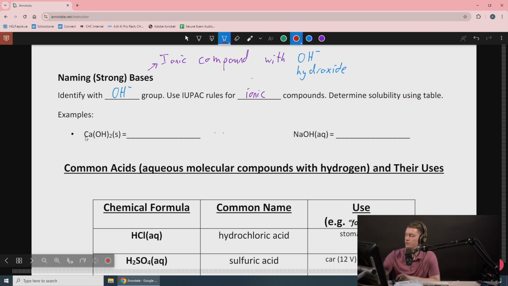For naming this compound, we just identify what our cation is and what our anion is. This is no different than naming an ionic compound. Ca is calcium, and the anion here is going to be hydroxide. The presence of this hydroxide anion tells us that this is going to be a strong base. Sodium is our cation here, and our anion is hydroxide, so we'll name it just like we'd name an ionic compound. This is simply sodium hydroxide.